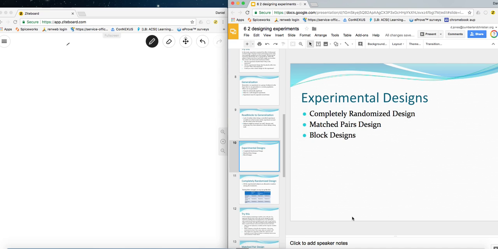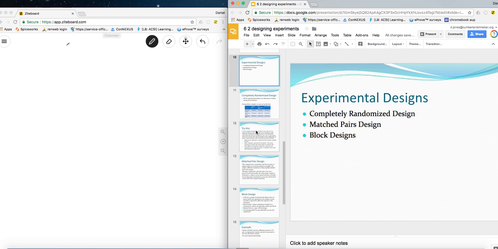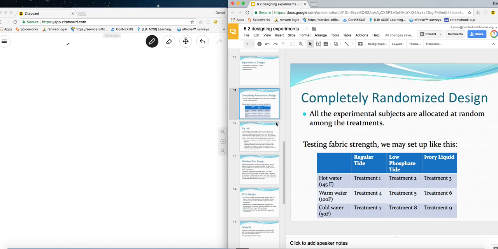So let's talk a little bit about the types of experimental designs that you could do. The first is a completely randomized design. The second is called a matched pairs design, and the last one is called a block design. And those are kind of related, but we'll talk a little bit about each. First of all, a completely randomized design is just what it sounds like.